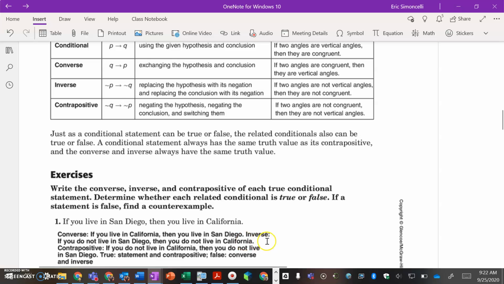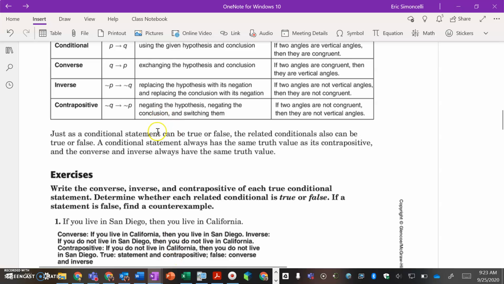The inverse is when you, again, negate the original hypothesis and the original conclusion. So not P implies not Q. And here's how it reads. If you do not live in San Diego, then you do not live in California. Yet again, that is not true, I would argue, because if you don't live in San Diego, you could still live in San Francisco, and technically, you still live in California.